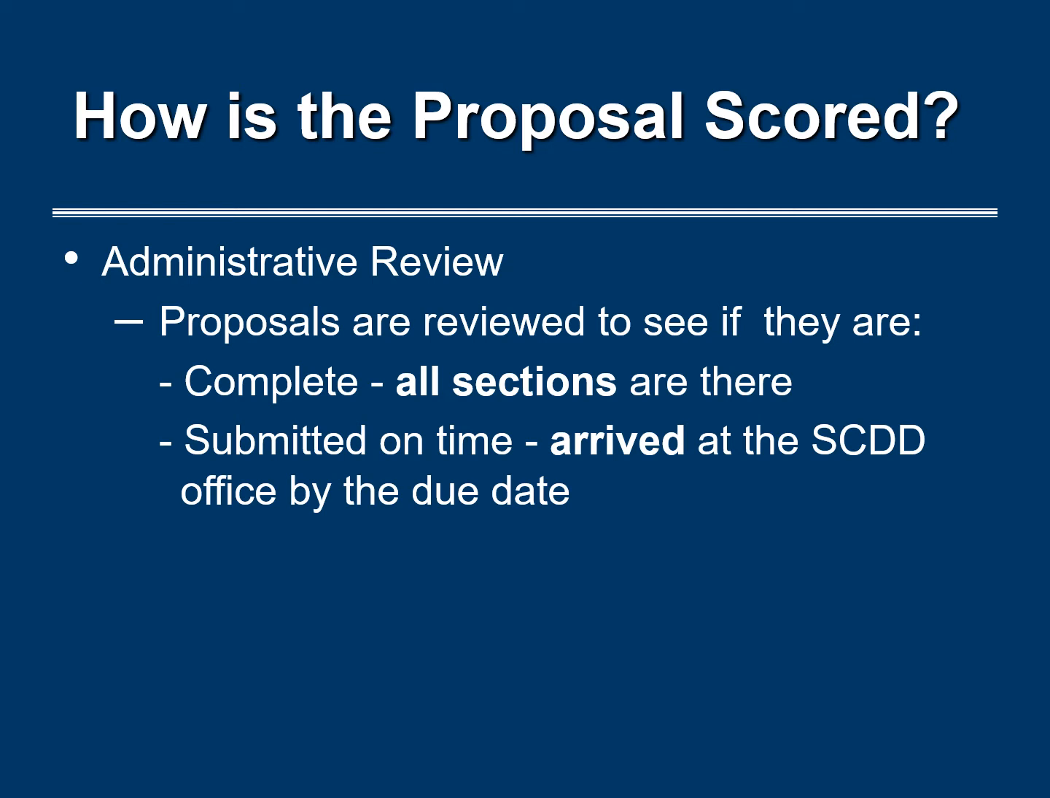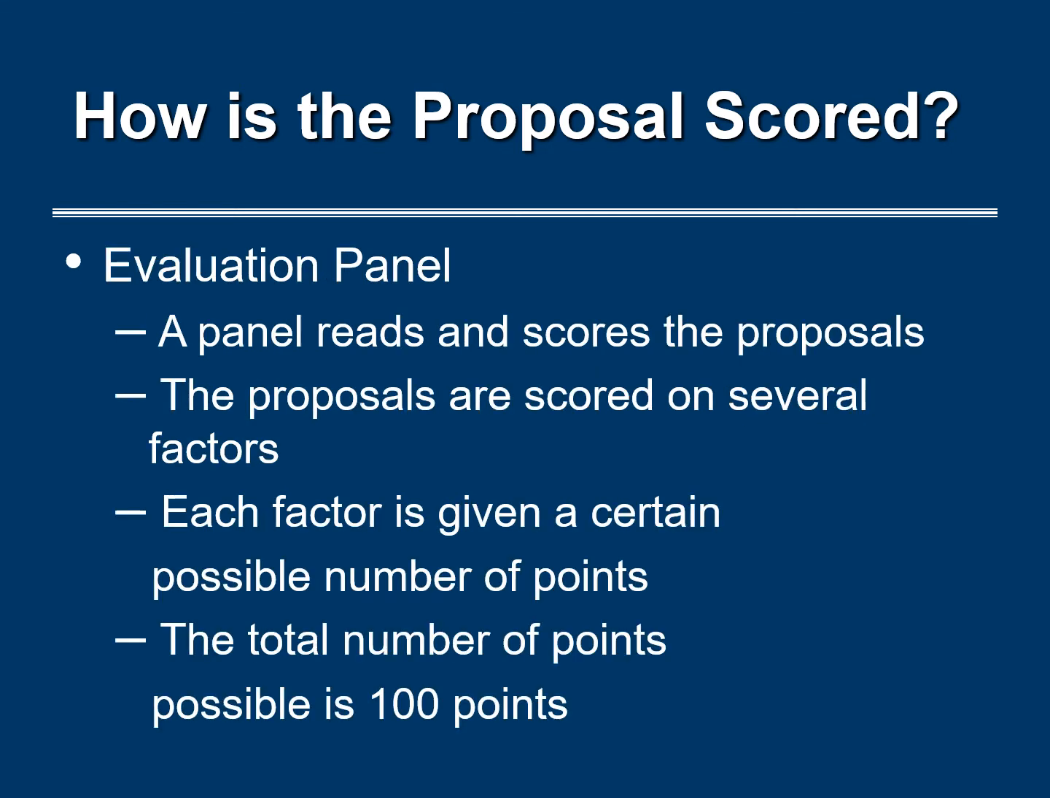Administrative review. Proposals are reviewed to see if they are complete and whether they were submitted on time. Incomplete and/or late proposals will not go on to the next level of review. Evaluation panel. The remaining proposals will be read by a group of people, a panel. The panel will read and score the proposals.